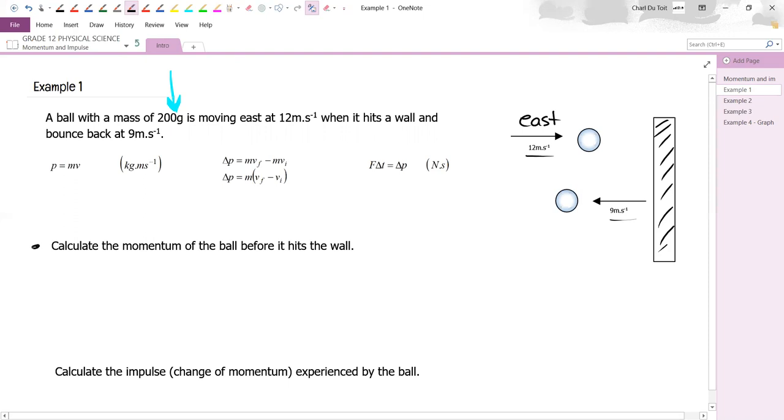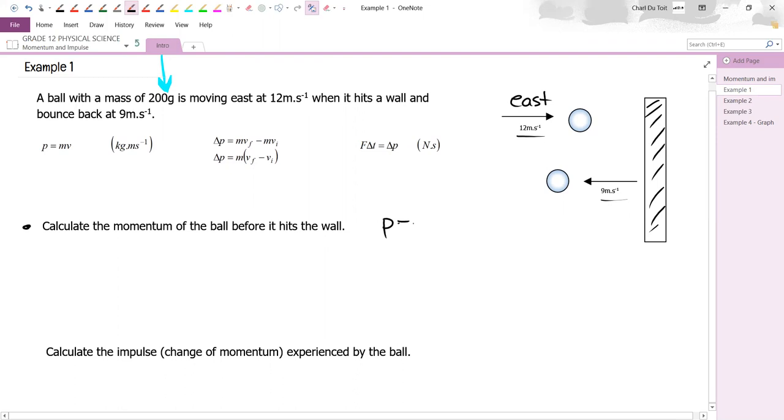Anyway, right now, first question. Calculate the momentum of the ball before it hits the wall. Straightforward question. In science, we want you to write the equation. If you don't write the equation, you're not getting marks. Momentum is mass times velocity. Cool. Mass must be in kilograms, so I'm going to take the 200 divided by 1,000. I don't need to explain this, do I?